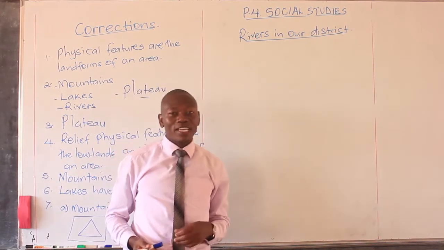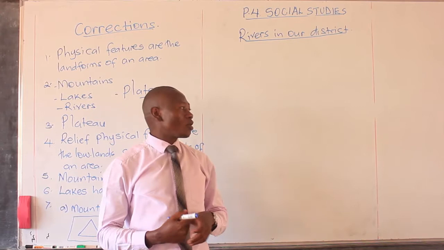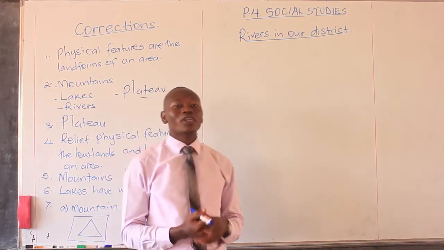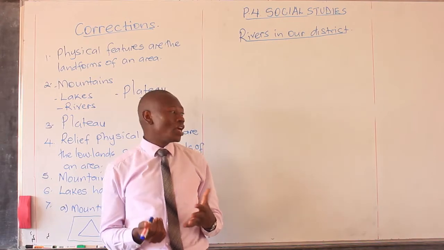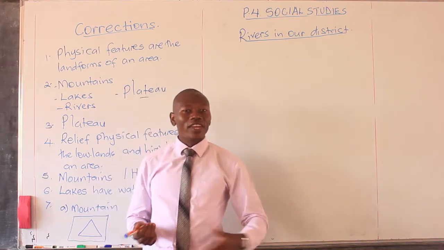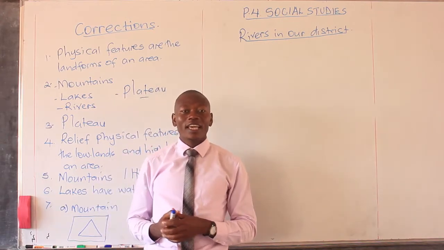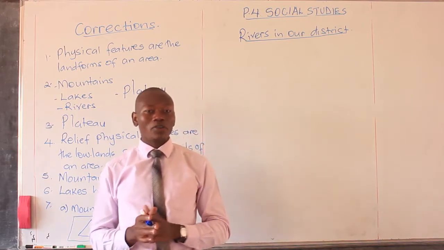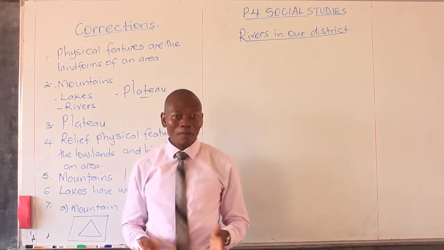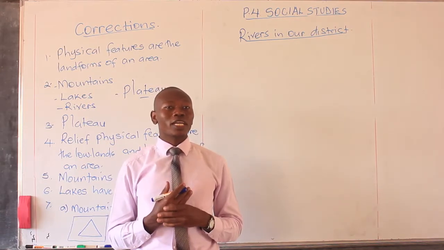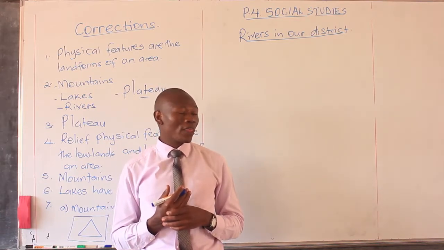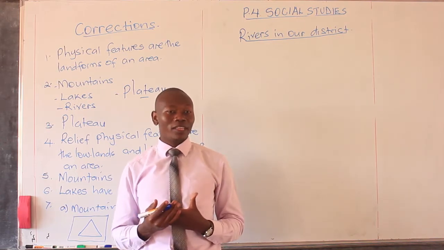You know what a river is. You know, water normally flows. Sometimes we say water runs, but water does not run, we say water flows. We see water flowing on the earth's surface, either in large amount or in small amount. So the water which flows in large amount is what you're terming as a what? A river. So how can you define a river in this case?